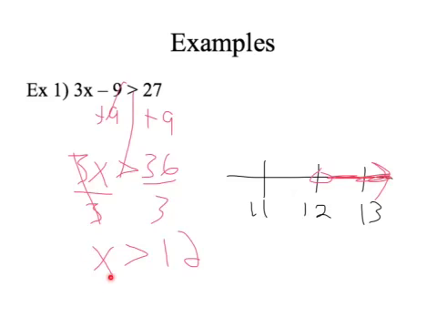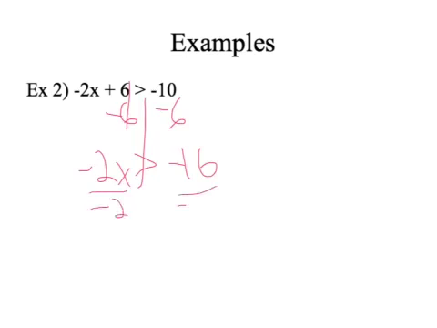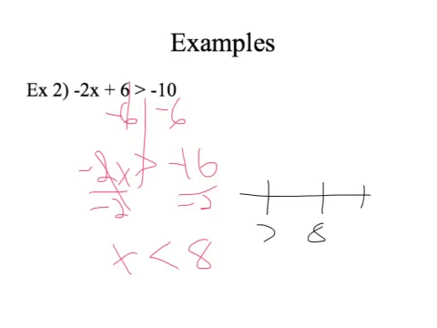Second example, we want to subtract 6 first. That cancels out. We'll bring down negative 2x is greater than negative 16. I want to divide both sides by negative 2. The 2's cancel out. I divided by negative 2. When you divide by a negative, you have to flip your sign. Then negative 16 divided by negative 2 is positive 8. So to make my number line, I want 3 points on it, answer in the middle, and then one number on each side.